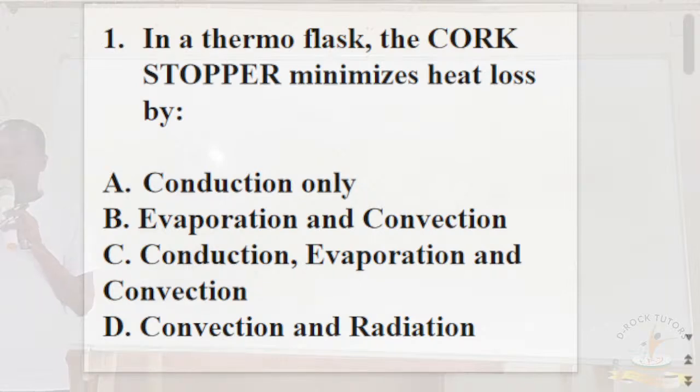The cork stopper, that's the one on top, minimizes heat loss by conduction, by evaporation, and by convection. The vacuum between the two walls minimizes heat loss by both conduction and convection. The silvered walls minimize heat loss by radiation. And finally, the cork support, on which the thermoflask is put, minimizes heat loss only by conduction. So the correct answer for this is obviously option C. Let's go to the next slide.